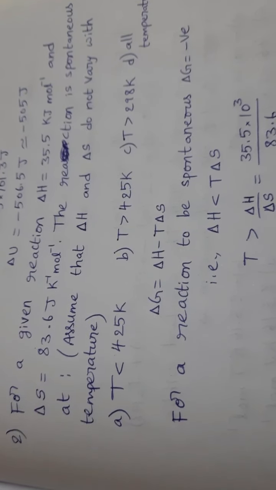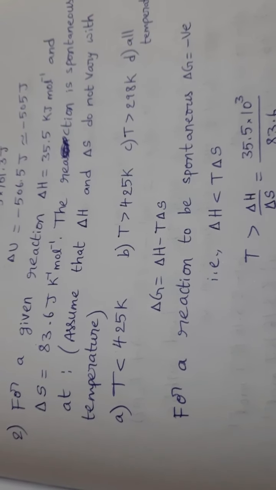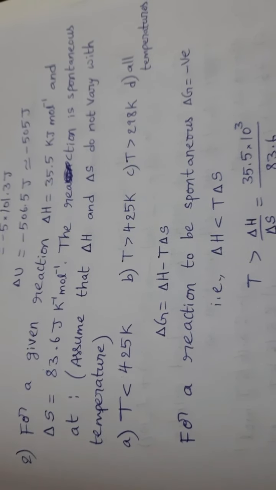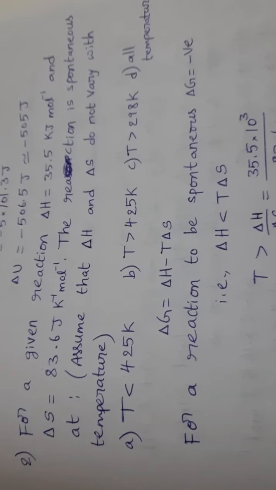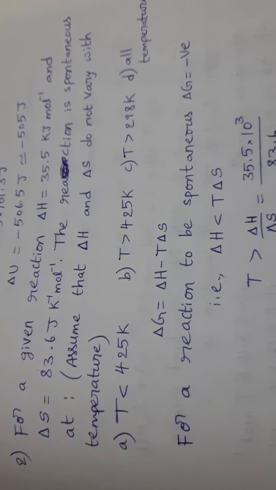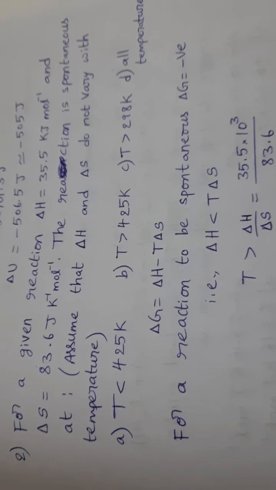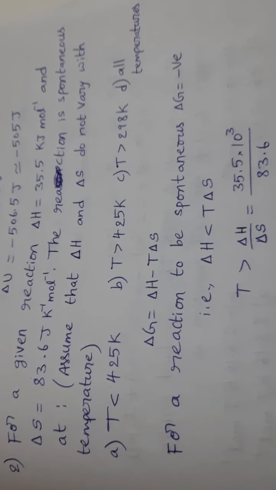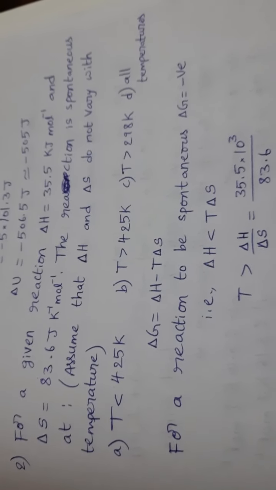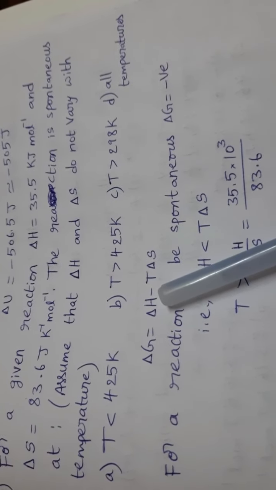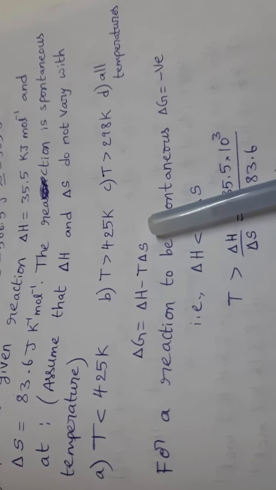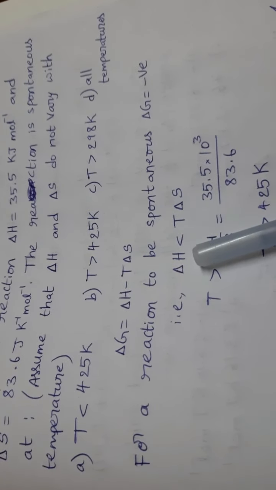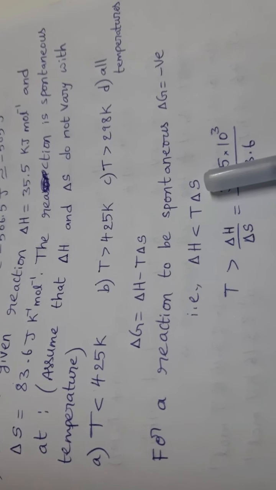Change in enthalpy delta H, change in entropy delta S, and temperature, these three quantities are related with Gibbs equation, that is delta G equal to delta H minus T delta S. For a reaction to be spontaneous, what is the condition? Delta G equal to negative. Delta G negative means, what is the meaning? Delta H minus T delta S less than 0. Less than 0 means delta H less than T delta S.